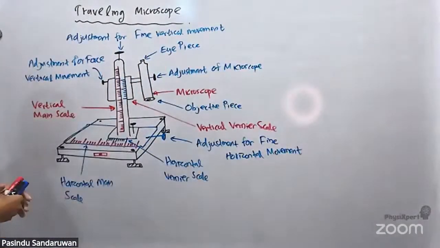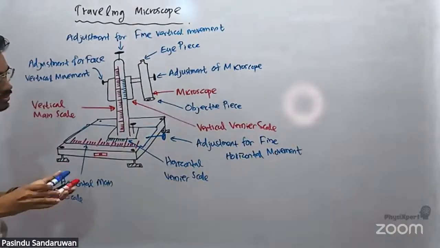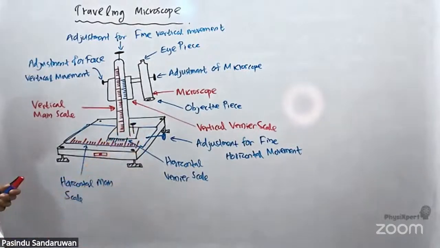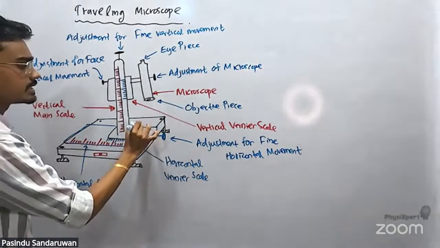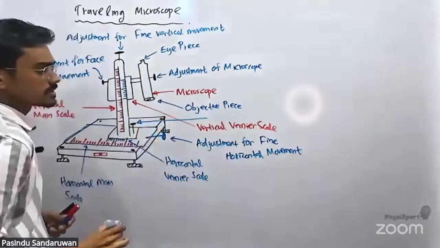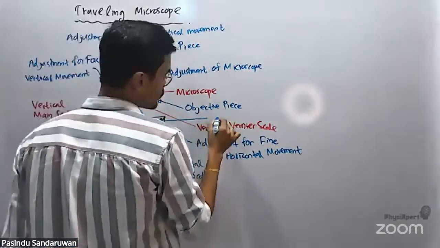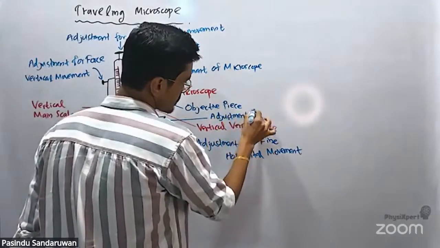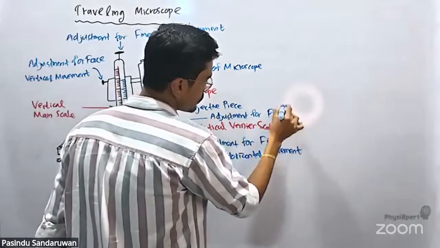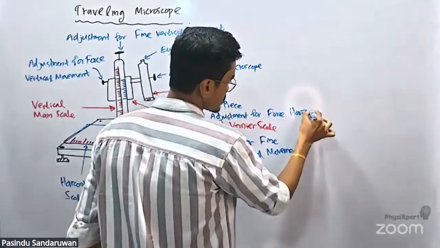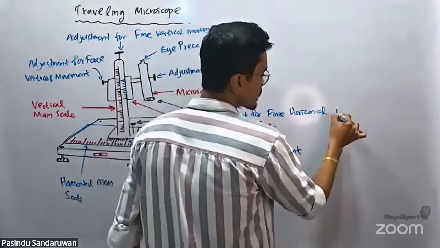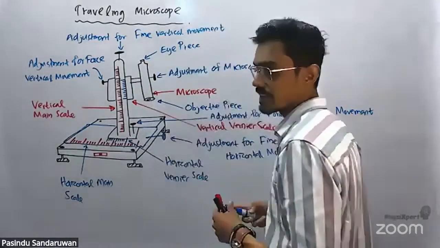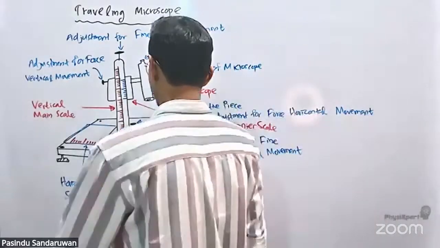So this is for this one. I'll label it here. This is the adjustment for force horizontal movement. Not over yet, look here. Adjustment for force horizontal movement.